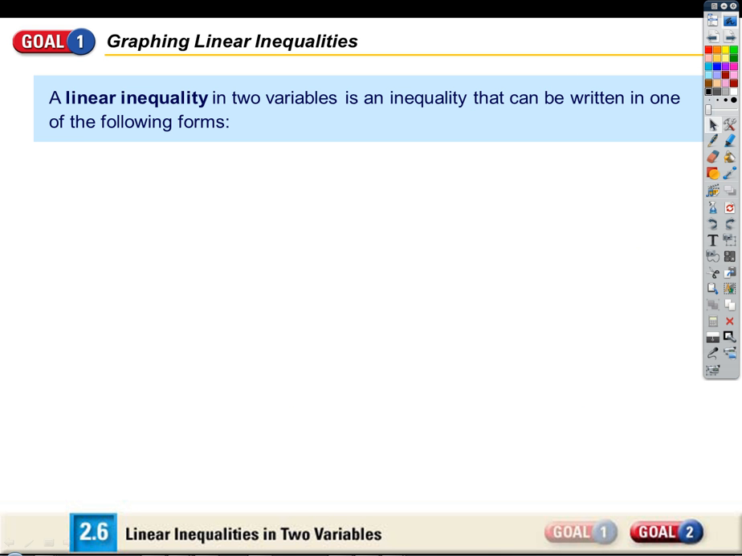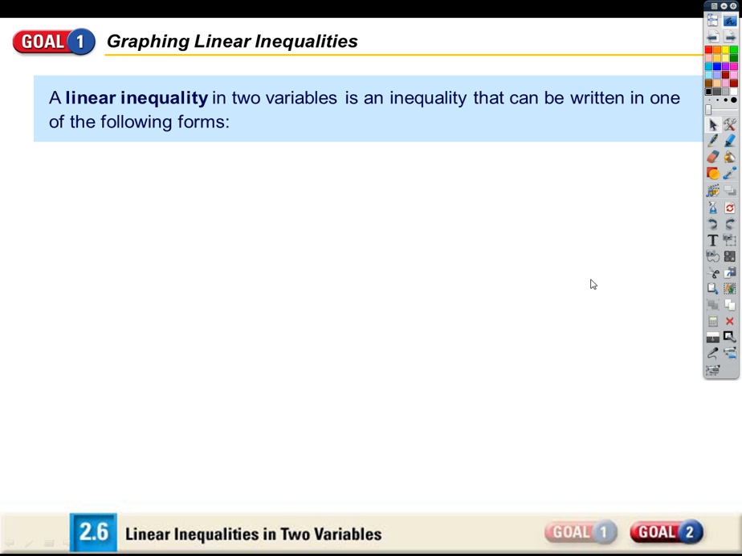But just a little background about what these things are. A linear inequality is just like a linear equation, you know, in two variables, x's and y's, except it uses inequality symbols. We've done some stuff with this already, right? If you go back to chapter 1, we did some algebra with inequalities. This is much easier.